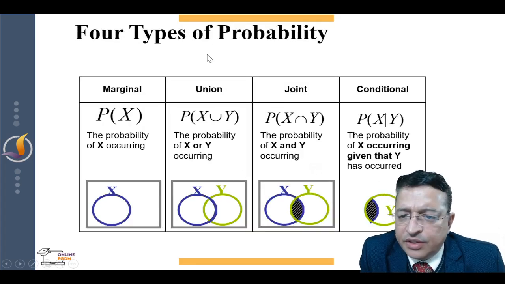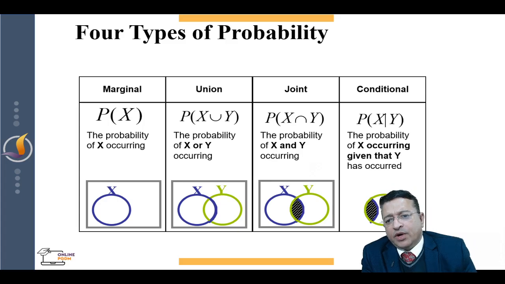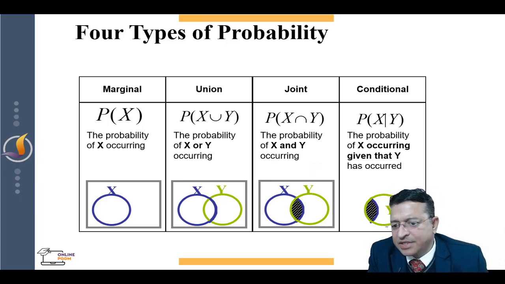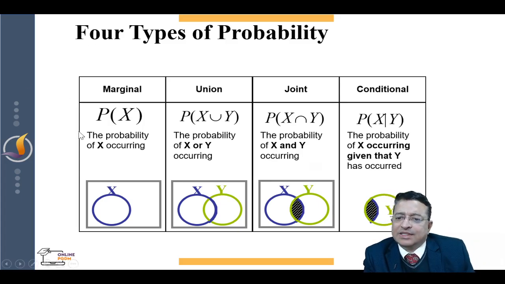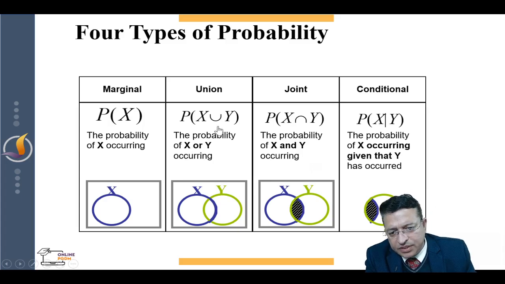Now we will be using 4 types of probability. What are those 4 types? Marginal, union, joint, conditional. In marginal, it is the probability of a single event. In union, it is the probability of either the first event or the second event. So we combine them, and notation-wise we can put this symbol here.